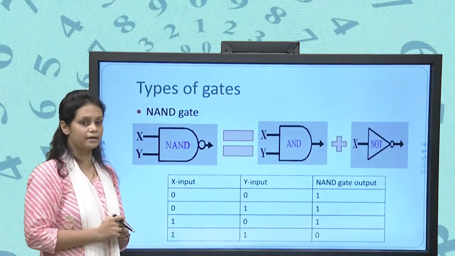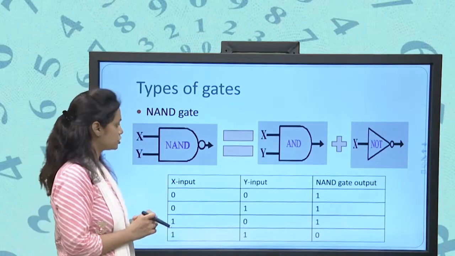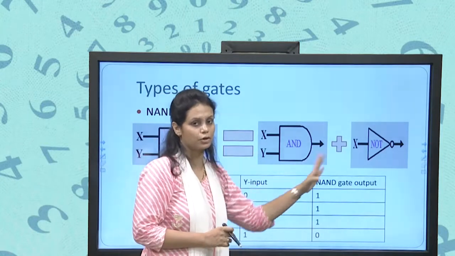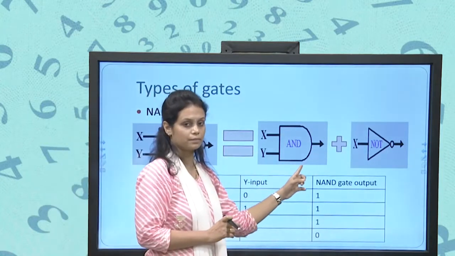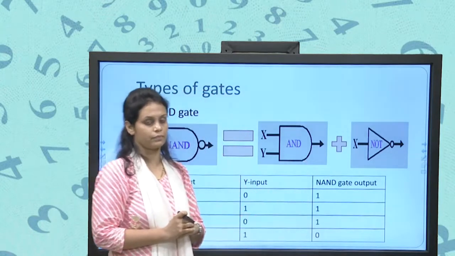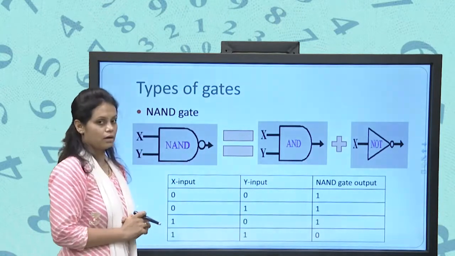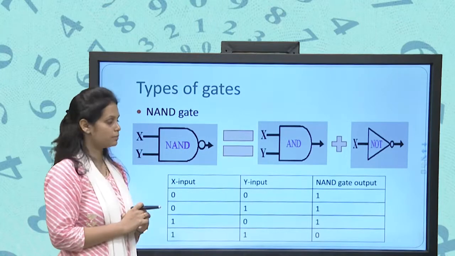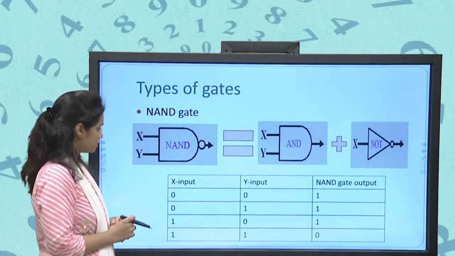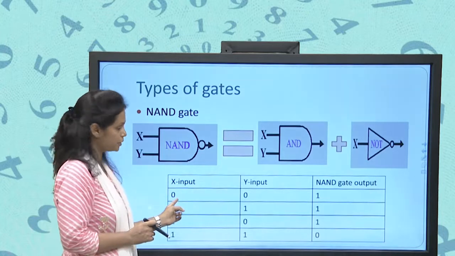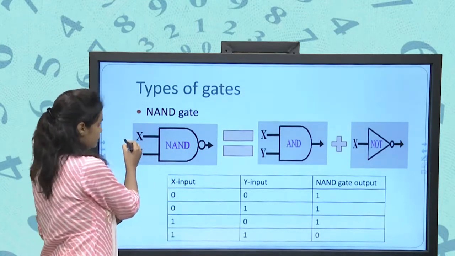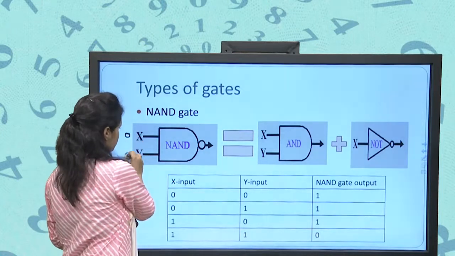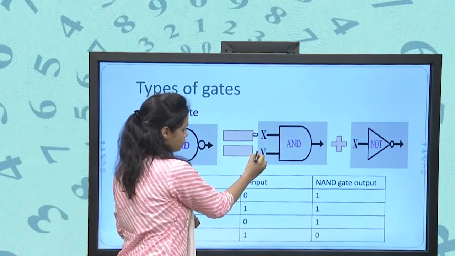Now what is the NAND gate? The NAND gate is the combination of the AND gate plus the NOT gate. Now we will see how this performs. Suppose our x input is 0 and y input is 0.